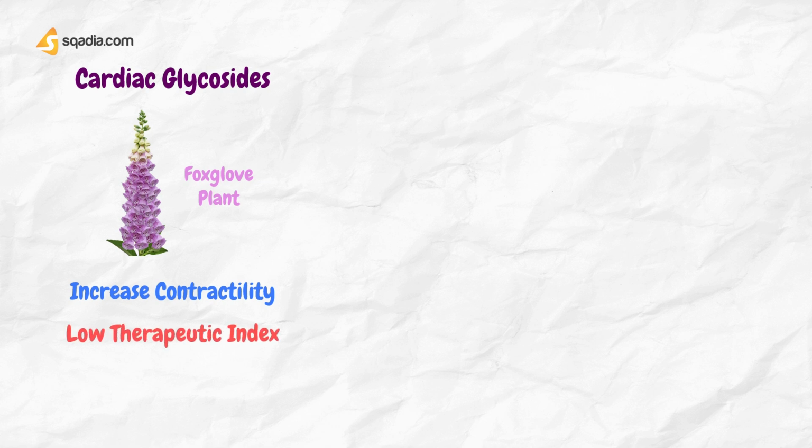The digitalis glycosides have a low therapeutic index, with only a small difference between a therapeutic dose and doses that are toxic or even fatal. The most widely used agent is digoxin. Digitoxin is seldom used due to its considerable duration of action.